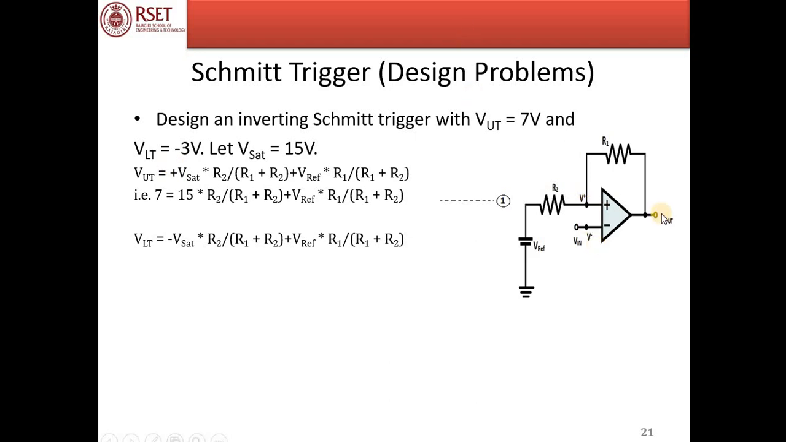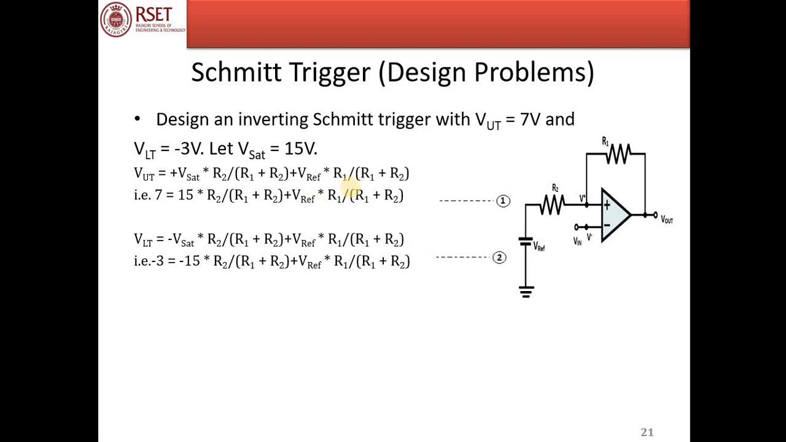Lower threshold voltage is minus Vsat into R2 by R1 plus R2 plus V reference into R1 by R1 plus R2. Again, this is by the application of the principle of superposition and potential divider. Substituting the values, we get minus 3 equal to minus 15 into R2 by R1 plus R2 plus V reference into R1 by R1 plus R2.